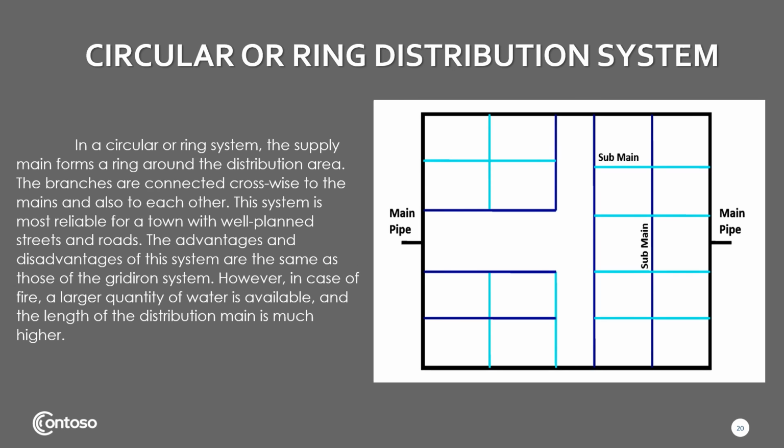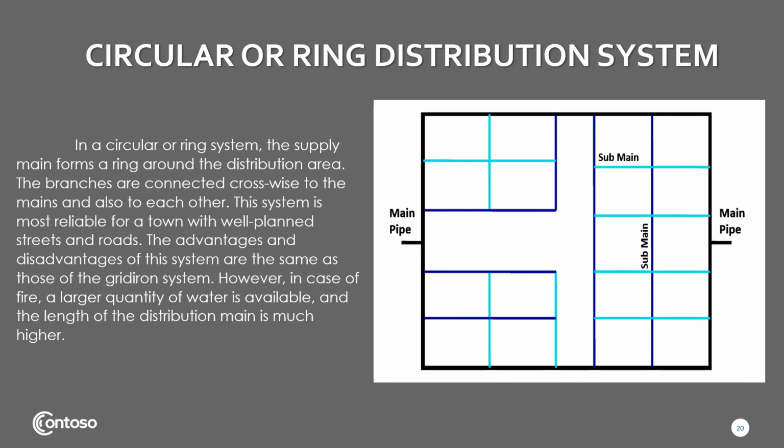Water can reach a given point of withdrawal from several directions, which permits more flexible operation, particularly when repairs are required. The third one, circular or ring distribution system. The supply main forms a ring around the distribution area. The branches are connected crosswise to the mains and also to each other. This system is most reliable for a town with well-planned streets and roads. The advantages and disadvantages of this system are the same as those of the gridiron system.